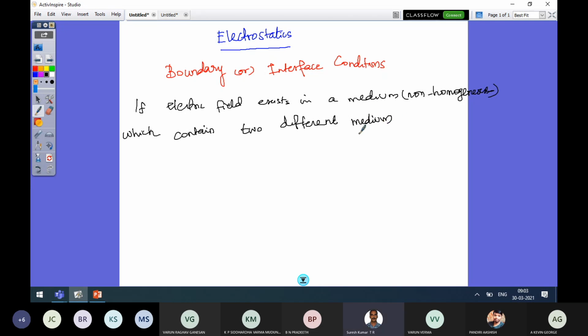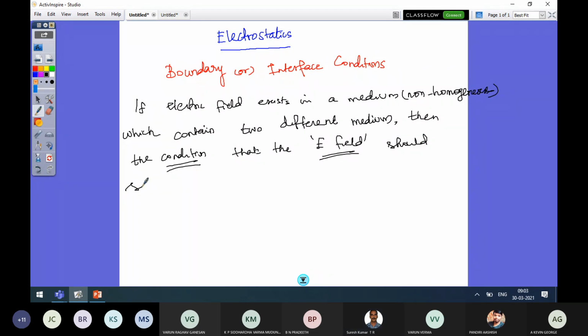So if an electric field exists in a medium which consists of more than one, like two different mediums, then the condition that the electric field should satisfy at the interface or boundary is called the boundary condition.